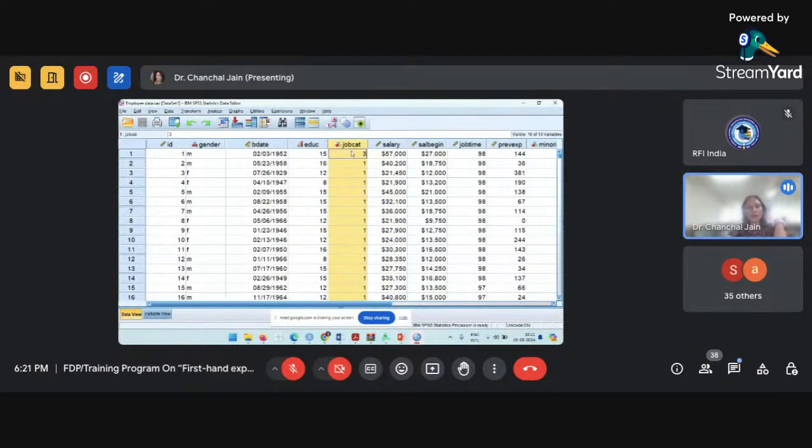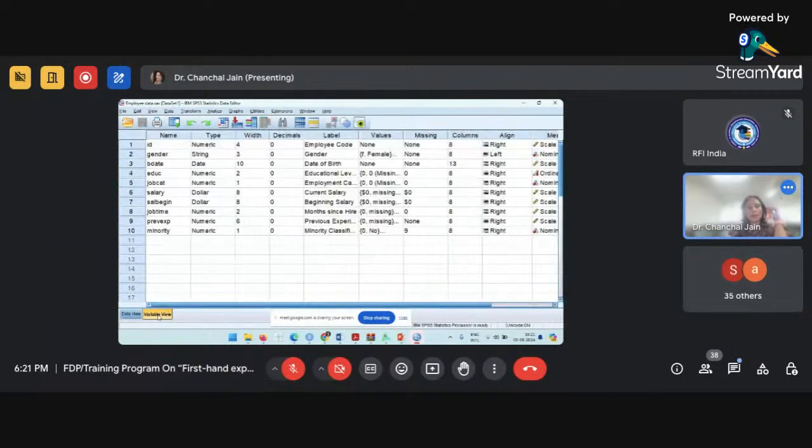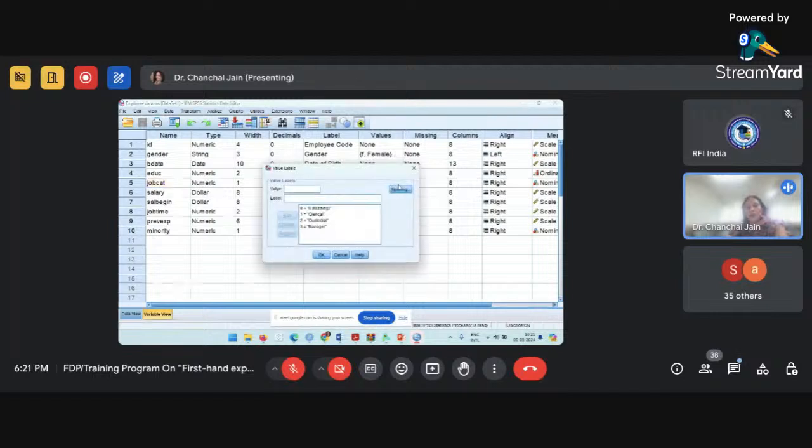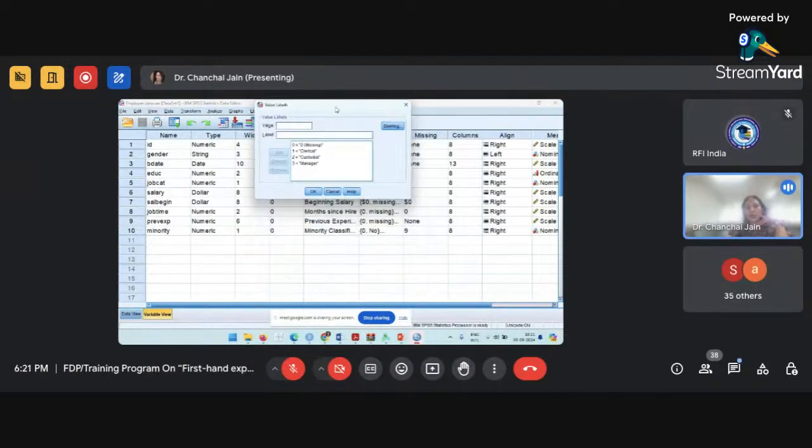So I request everyone, if you have the same data sheet open, go to the variable view. Then come to the job category and click on the value. That shows you, if there is any missing value, it was coded as 0. 1 is for the clerical category, 2 is for the custodial category, and 3 is for the manager category. Is it clear?